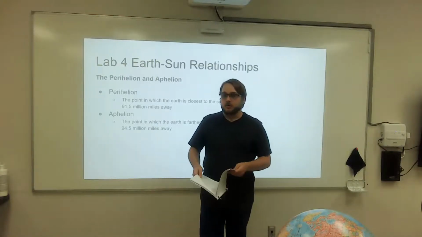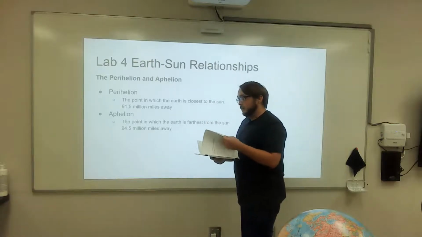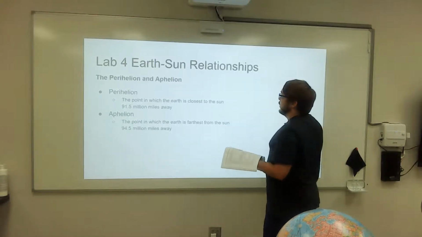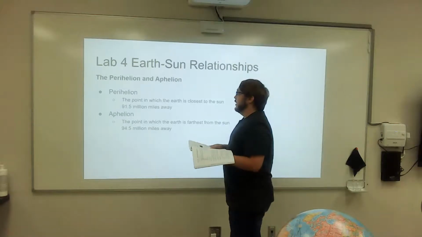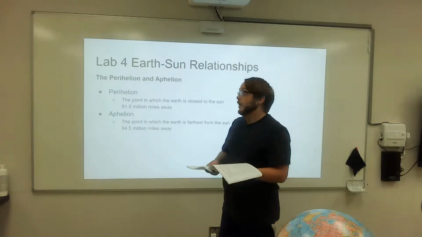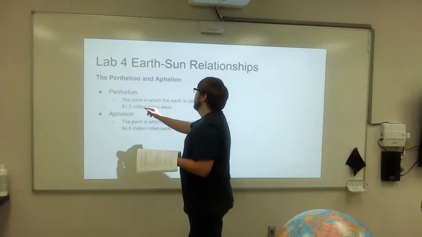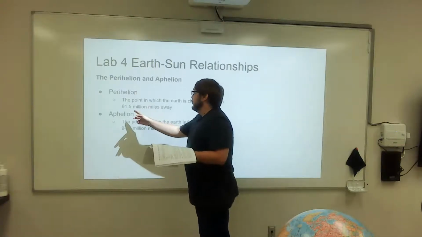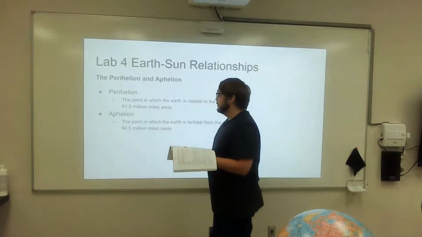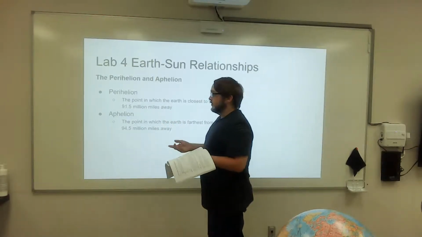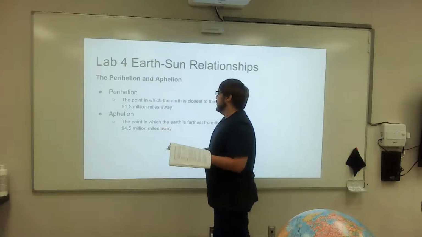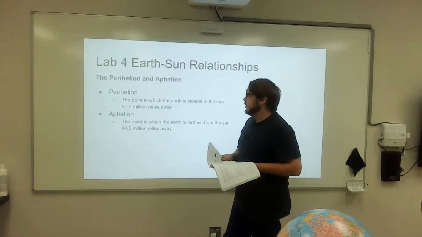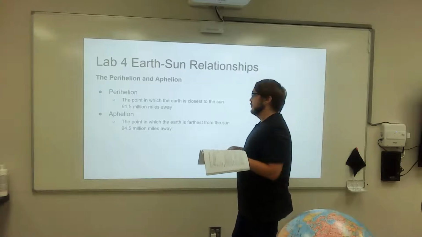So we're going to be going over Lab 4 and Lab 5, which are extremely similar. First off, we are going to be talking about the perihelion and the aphelion. The perihelion is the point in which the Earth is closest to the Sun, and it is 91.5 million miles away. And the aphelion is the point in which the Earth is farthest from the Sun, and it is 94.5 million miles away.